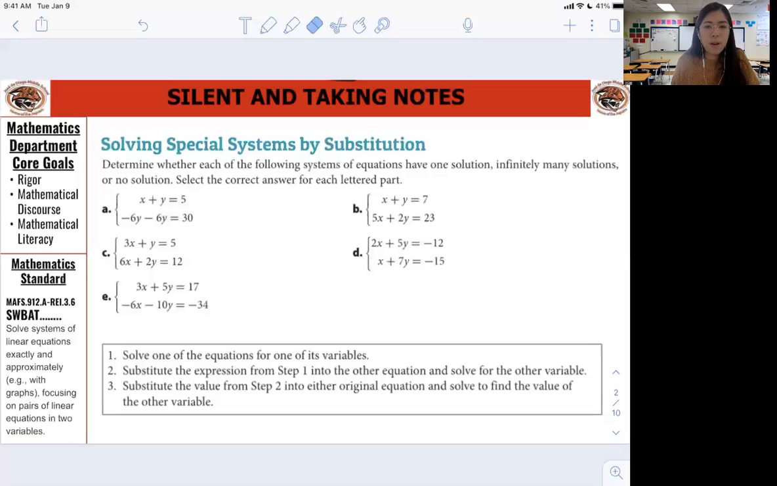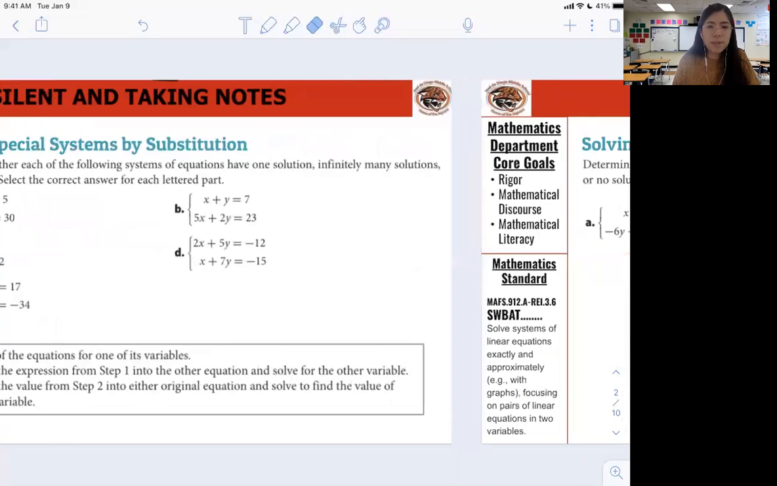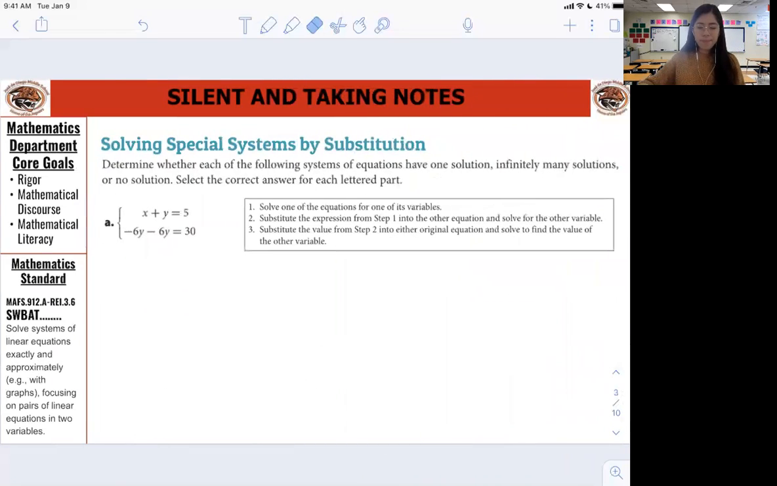You do not need to copy them all down right now. So I'm just going to begin with example A. But go ahead and copy down example A. I have the steps over here on the right-hand side, which you should already have in your notebook from yesterday. But if you didn't write them yesterday, write them in the corner of your notebook as we go through class today.